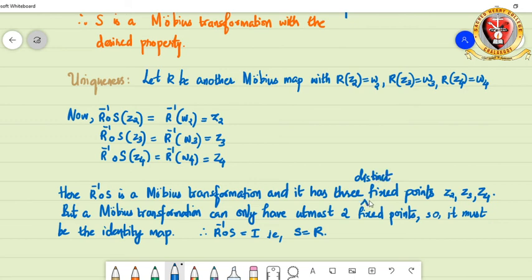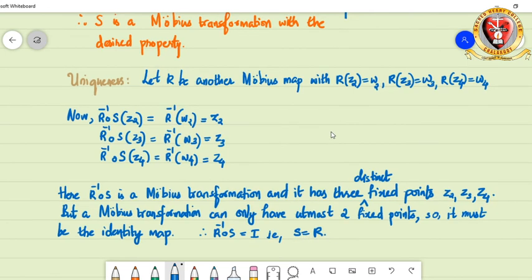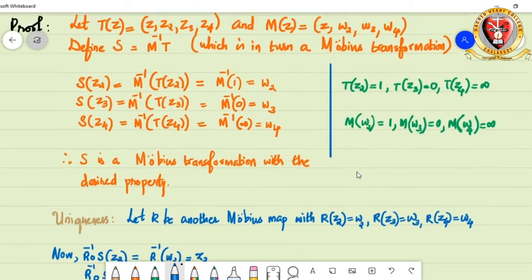But a Mobius transformation can have at most two fixed points, which we had discussed before while we were starting with the Mobius transformation. So the only Mobius map which can have more than two fixed points is the identity map. That means R inverse composition S is nothing but the identity map. That means S is equal to R. So that proves the uniqueness in the statement of the theorem.